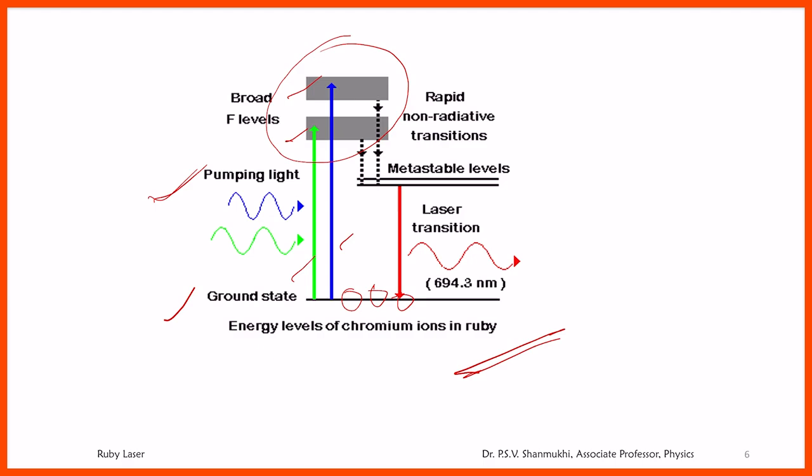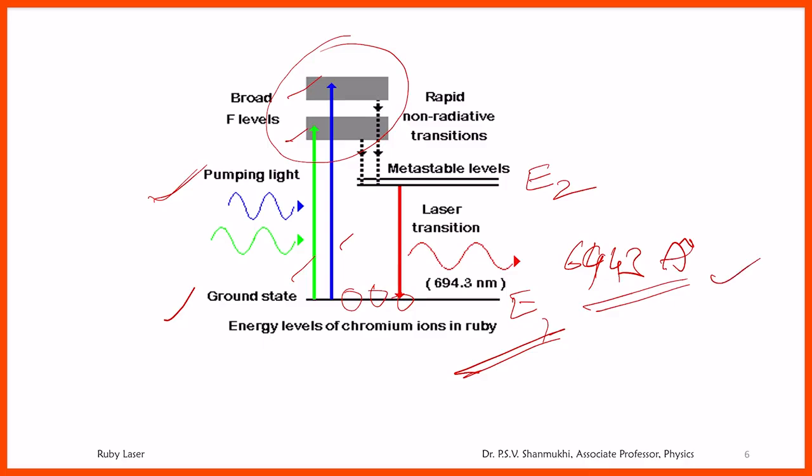Later on, some transitions should be possible. Here this is the metastable state E2. Most of the ions are coming to the metastable state. Between the E2 and E1 states, there exists population inversion and laser action takes place. As we discussed, between the E1 and E2 states, laser light will be emitted with the wavelength 6943 angstroms or 694.3 nanometers. This is visible red color light. Actually, the chromium ions absorb the blue and green color and emit the red color light.